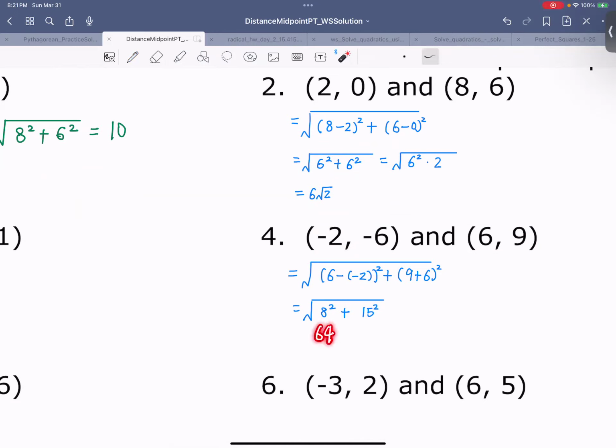Look, this is 64, right? This is 225. This is square root of 289. Do you have this foundation? 17. Good job. Nice work. Everybody, please send him a flower. He figured out this number perfectly. Please, other students doing a great job, you should say something or send a flower or do something.